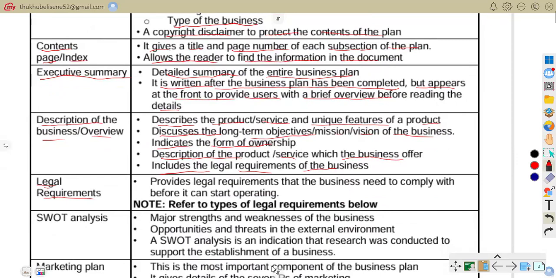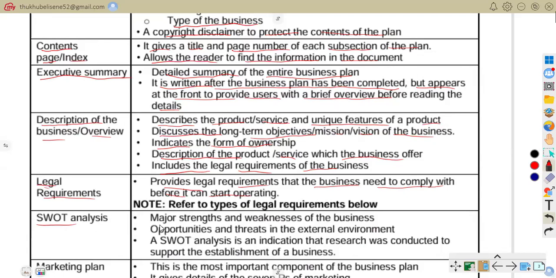Legal requirements. As it says, it provides the legal requirements that the business needs to comply with before it can start operating. So that is that. That is legal requirements.